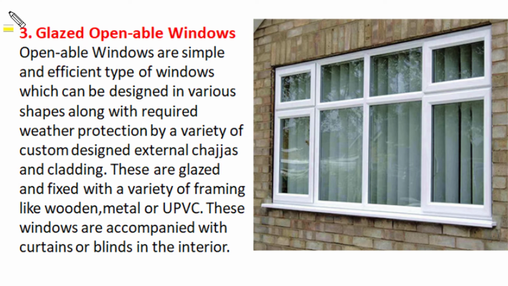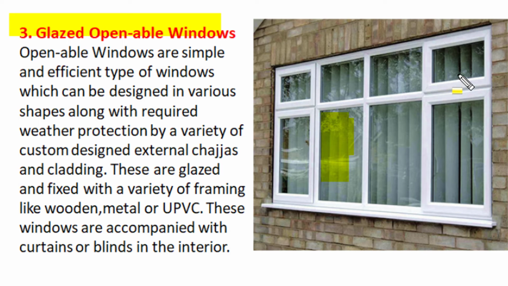Glazed openable windows are another type of fenestration. These openable windows are the simplest and most efficient type of windows, which can be designed in various shapes along with the required weather protection or a variety of customized external chhajjas or claddings. These windows are glazed and fixed with a variety of framing like wooden frame, metallic frame or unplasticized polyvinyl chloride, UPVC, frame. We can use these windows accompanied with internal curtains, blinds or vertical fins as per the requirement of the interior.